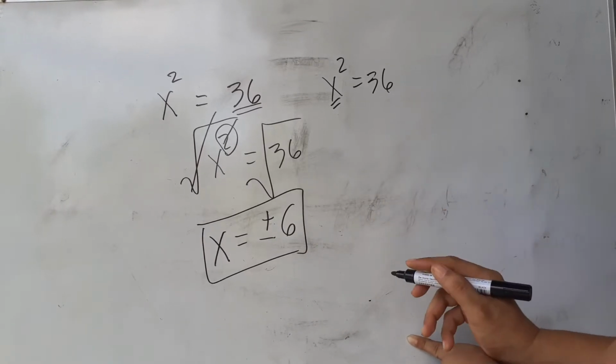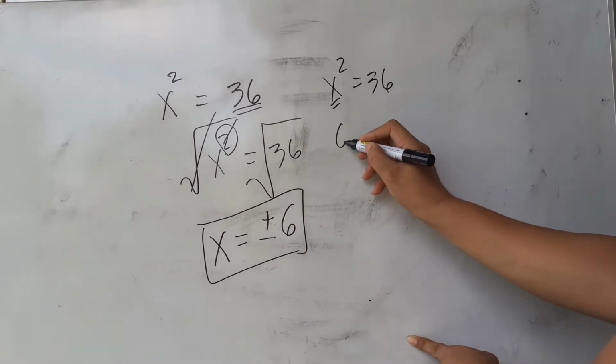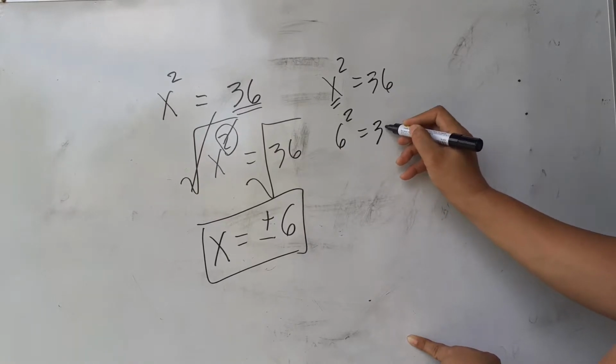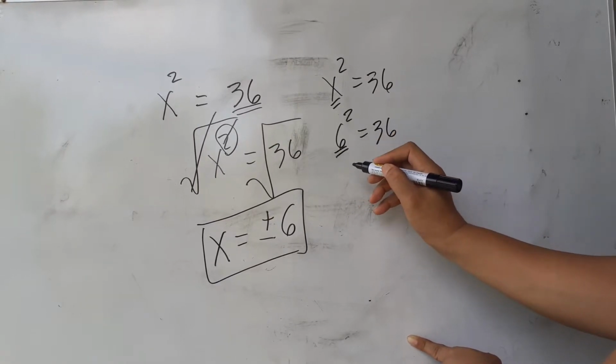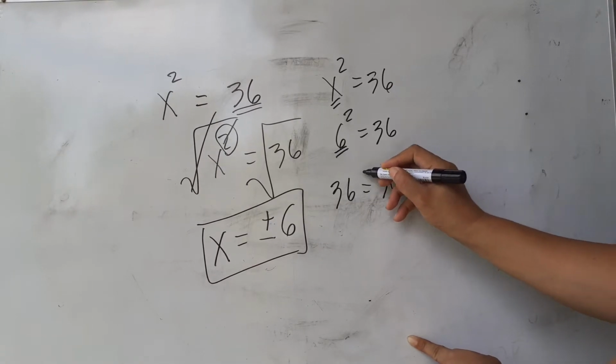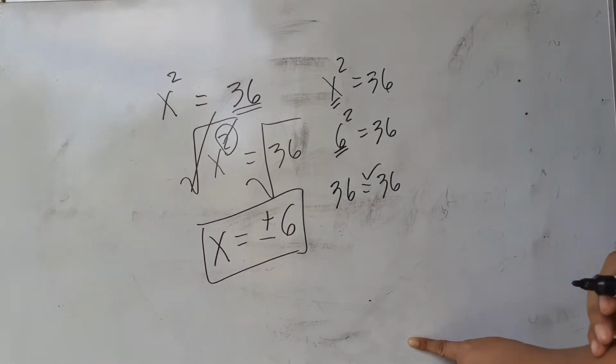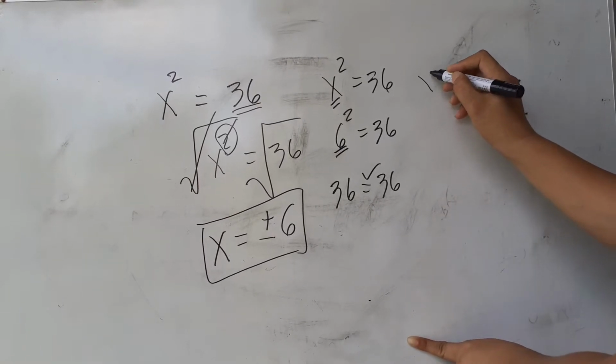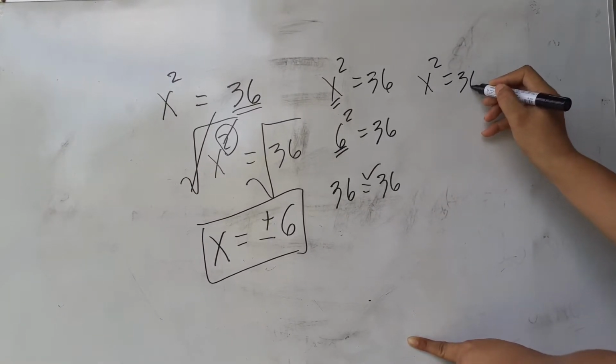So, unahin natin yung positive 6. So, we have 6 squared is equal to 36. So, 6 multiplied by 6 is equal to 36. It is equal to 36. Okay, check po tayo doon. So, sabihin, tama po.